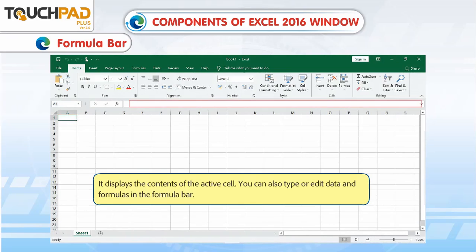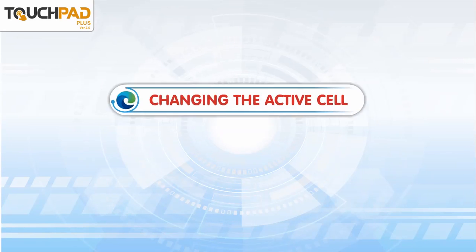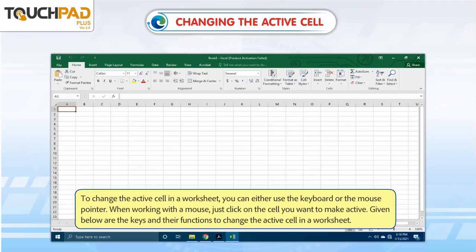Formula bar. It displays the contents of the active cell. You can also type or edit data and formulas in the formula bar. Changing the active cell. To change the active cell in a worksheet, you can either use the keyboard or the mouse pointer. When working with a mouse, just click on the cell you want to make active.